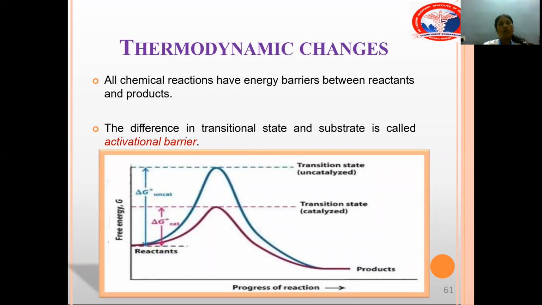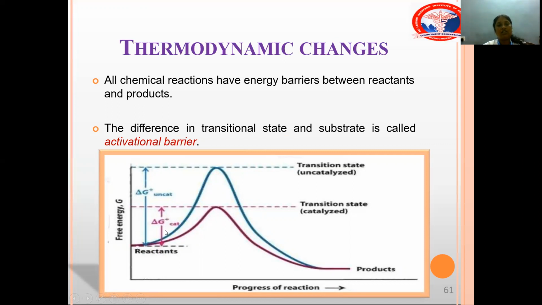Thermodynamic changes. What are the thermodynamic changes which can happen in an enzyme catalyzed reaction? All chemical reactions have their own energy barriers between reactants. The difference in energy between the transition state and the substrate free energy is called the activation barrier. Here you can see the same kind of diagram we have seen already. The reactants are nothing but the substrate. The x-axis gives the progress of the reaction and the y-axis gives the free energy of the molecules. So this is the free energy stage of the substrate.